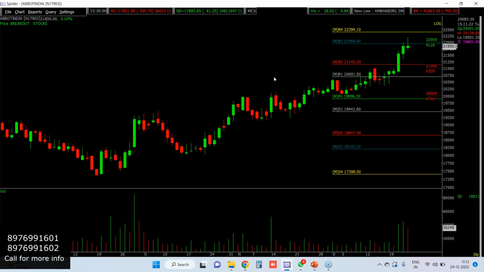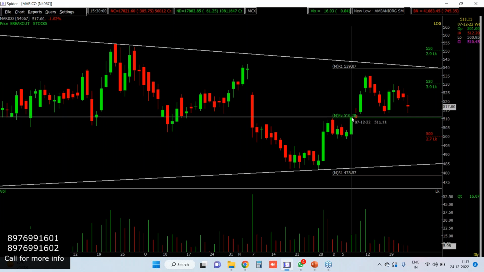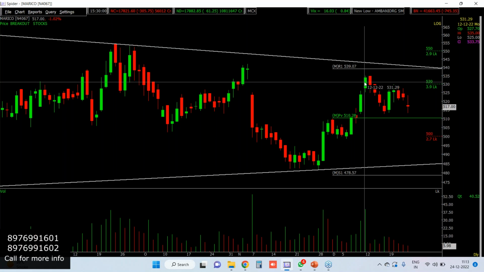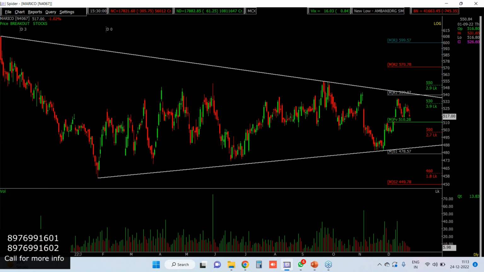Okay, now we'll see some more examples. For example, we'll go for Marico. See, Marico gave a breakout at the pivot level of 510, and it almost touched the level of 539. It was, I guess, closing around 535. See, yeah, it gave a high of 535. So these are the few examples which I wanted to show you all to have some confidence that yeah, these levels really matter.